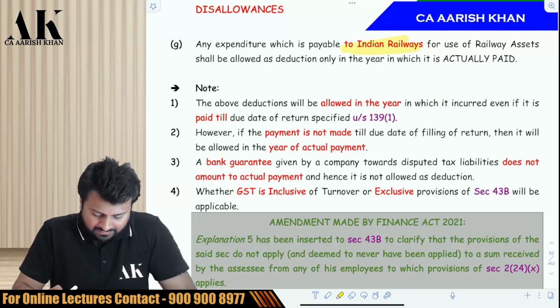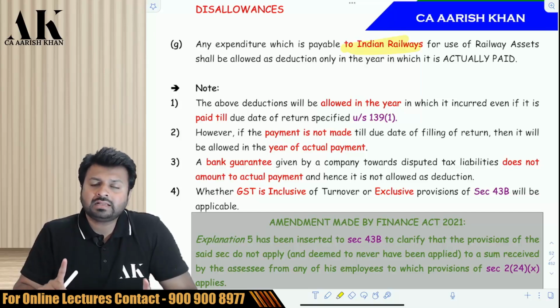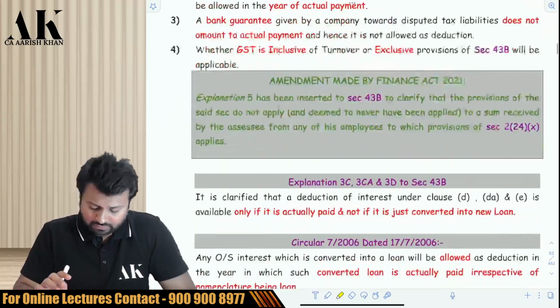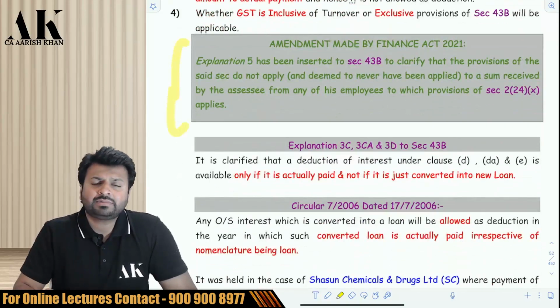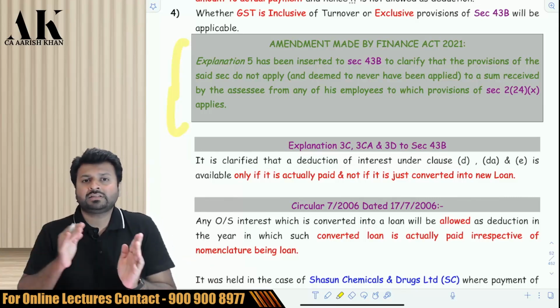Anyway, GST can be inclusive, it can be exclusive, it doesn't matter. It will be allowed only on actual payment. Whether the turnover is inclusive of GST or exclusive of GST, you have to consider it as part of 43B, and it will be allowed on actual payment basis. Otherwise, it will not be allowed. This is something I clarified just some time before in today's lecture itself, at the beginning: employee contribution is first considered as income and then it is allowed as a deduction when you make the payment.